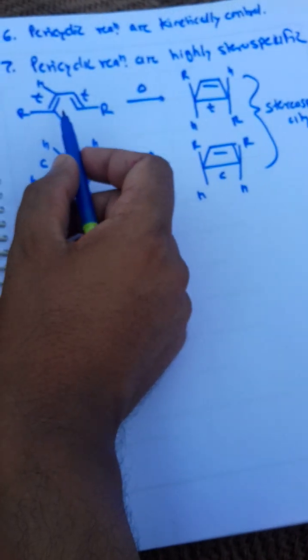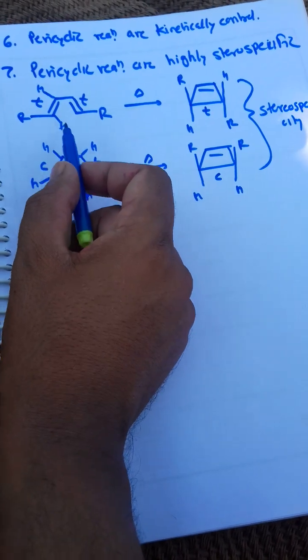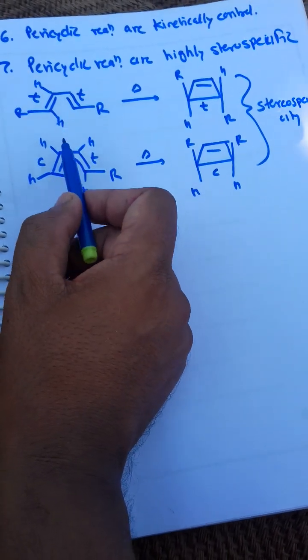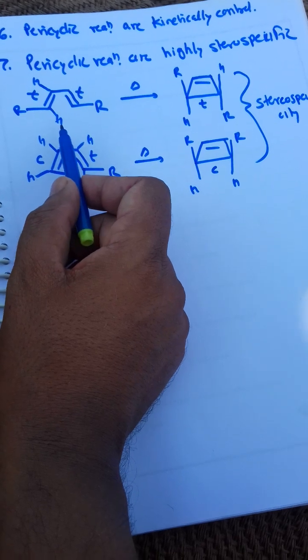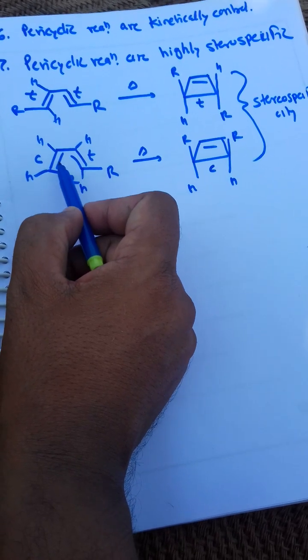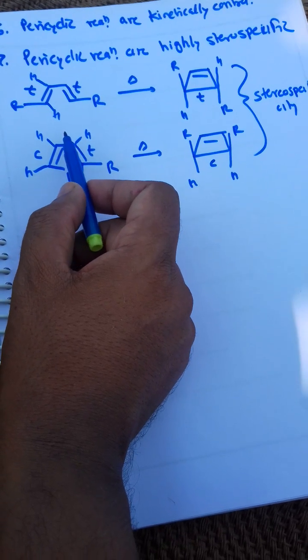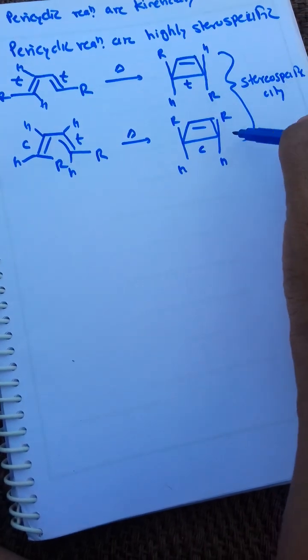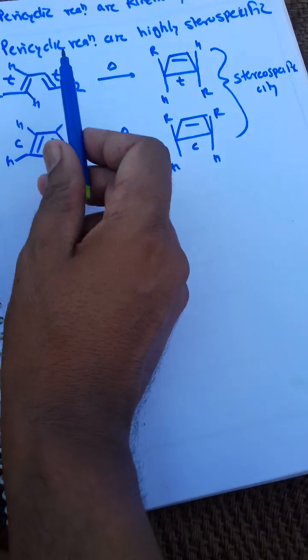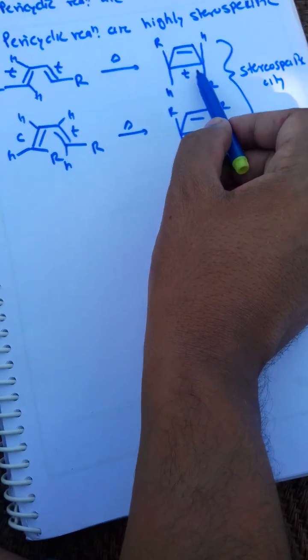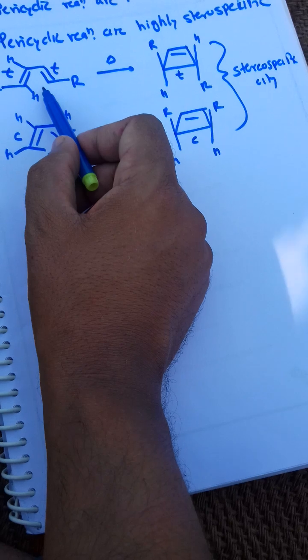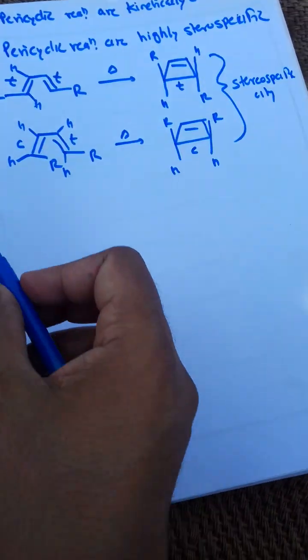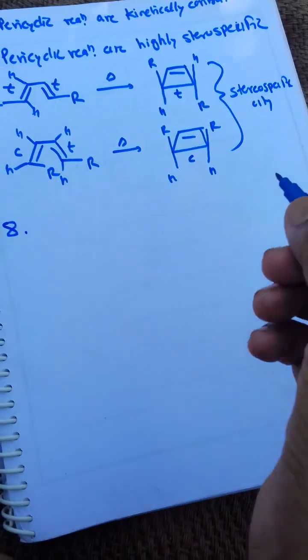Okay, so just I defined what is stereospecific. The stereoisomers of the same compound, these are stereoisomers, same compound, when reacted under similar conditions produce stereoisomers of the product. So this is a stereospecific reaction, or the stereochemistry of the product is determined by the stereochemistry of the reactant. Okay, so next characteristic is what?